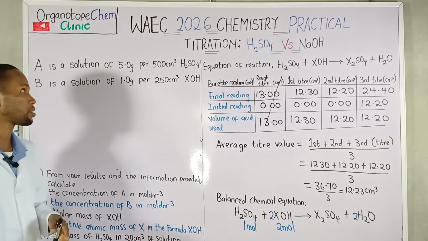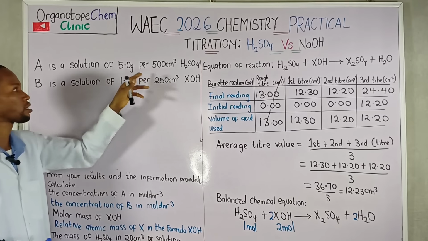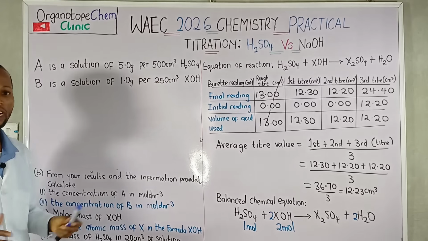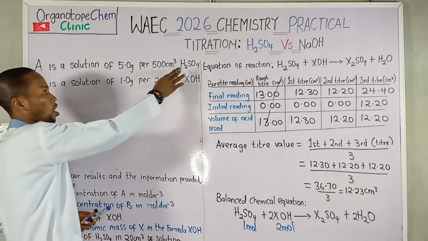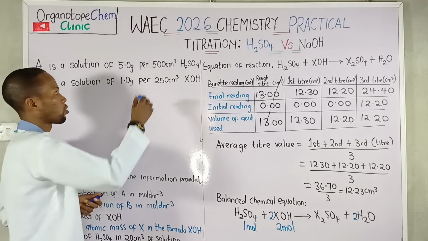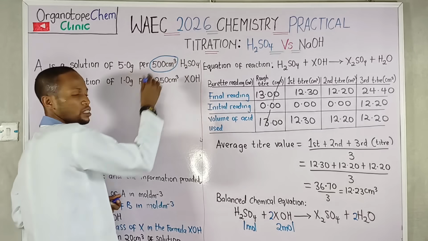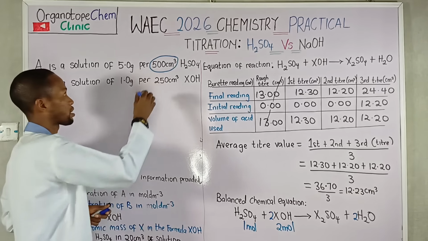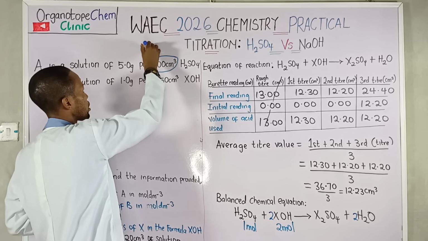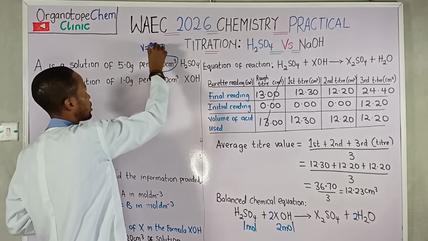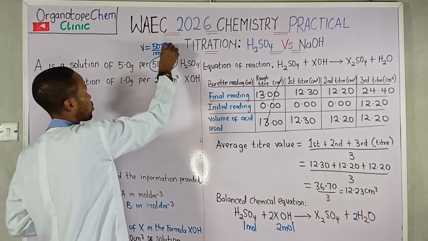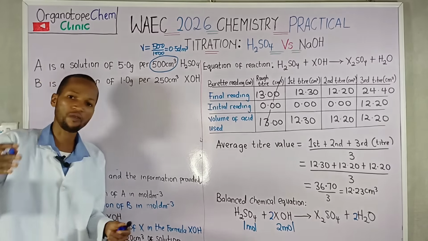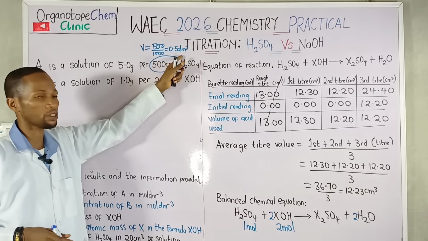From the information given for the solution A, we have 5.0 gram per 500 cm cube. We can determine the mass concentration of H₂SO₄. So we convert the volume from cm cube to dm cube by doing what? That's right, by dividing by 1000. So we have V equals 500 divided by 1000, which will give 0.5 dm cube. So we've been able to convert from cm cube to dm cube.